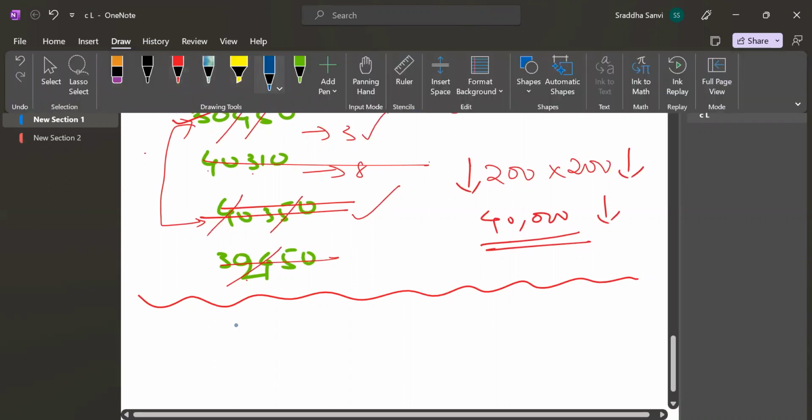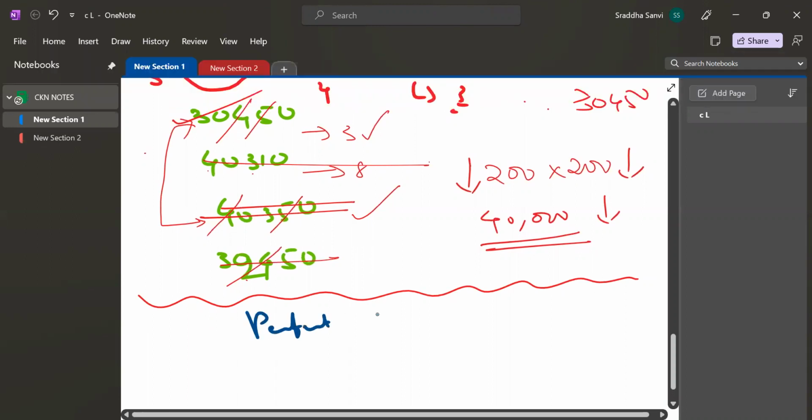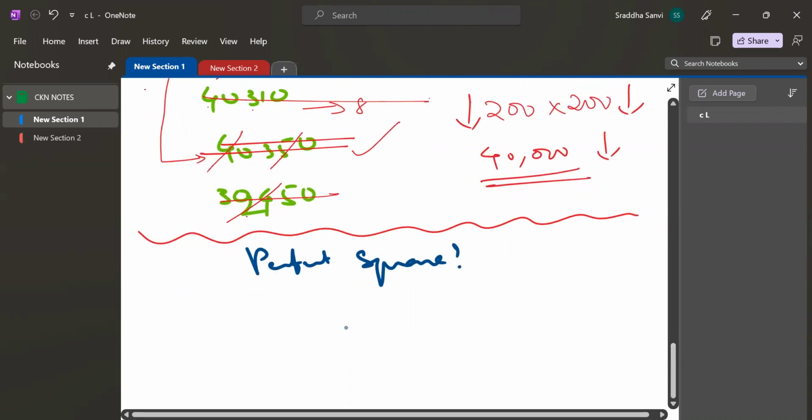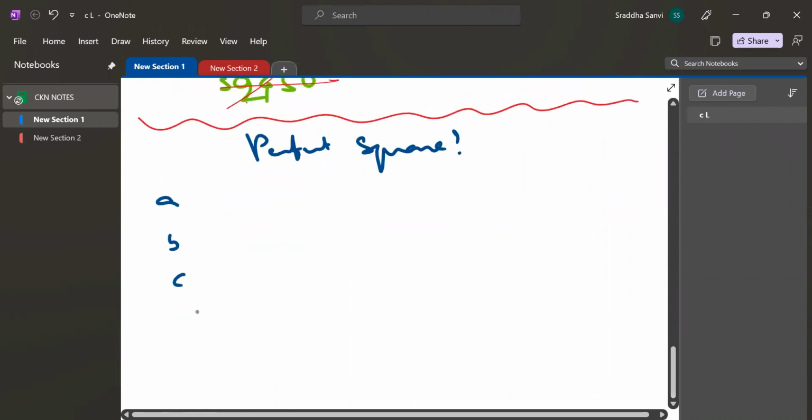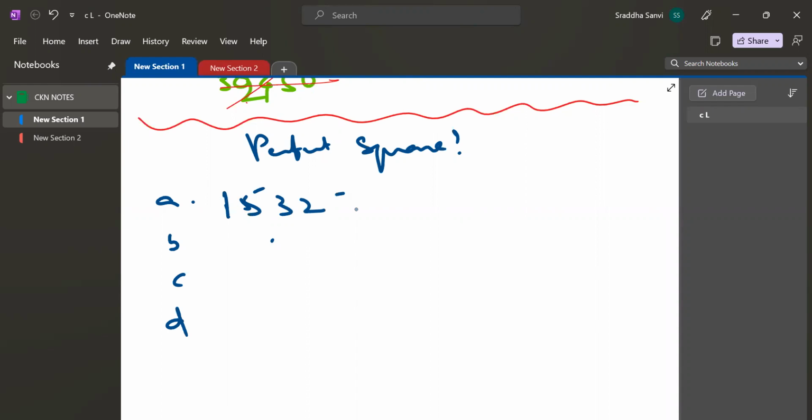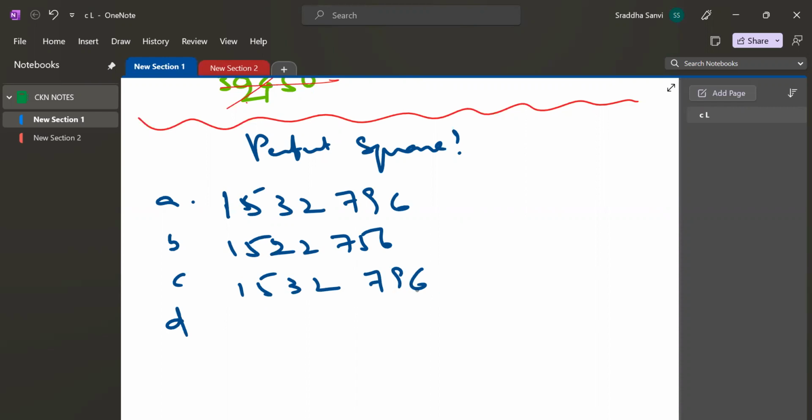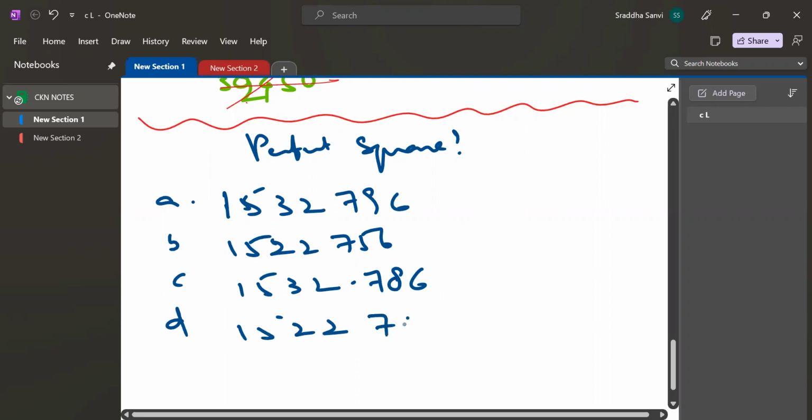Which of the following is a perfect square? There is a question, which of the following is a perfect square? I have a couple of options, A, B, C, and D. Option A: 1532796, 1522756, 1532796, 786, 1522746.